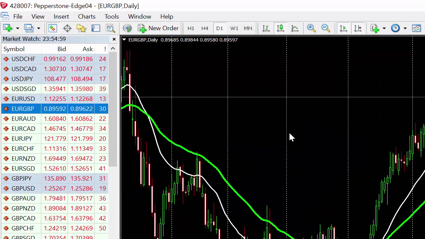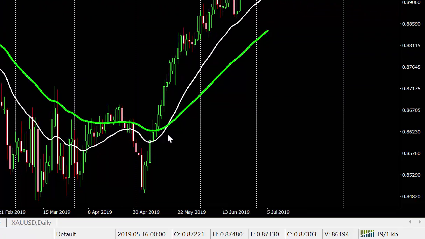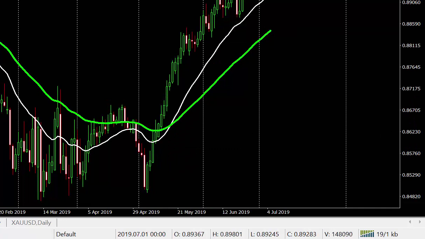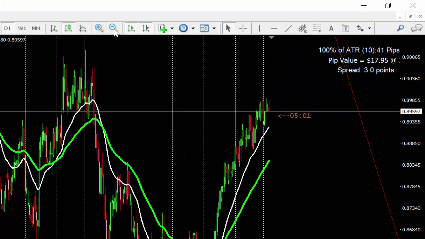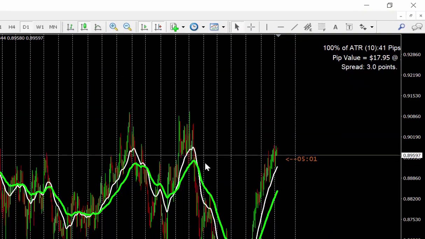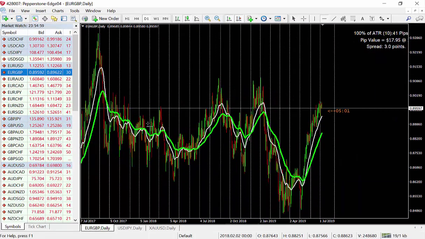EUR/GBP, that's a very strong up move. As you can see here, when these two moving averages crossed, the market didn't stop, it just continued moving up. If you zoom out, you will see that we are getting to a strong resistance level. One is here and the top one is up there.